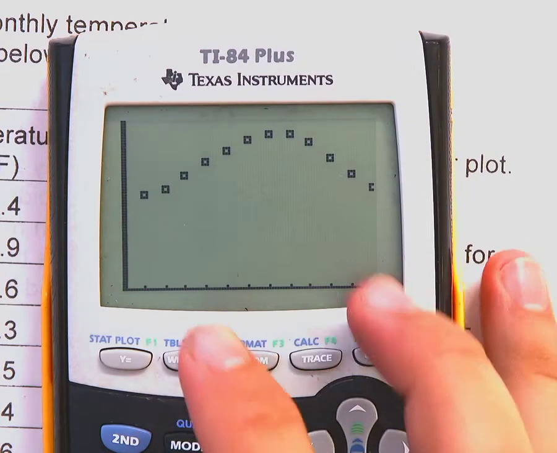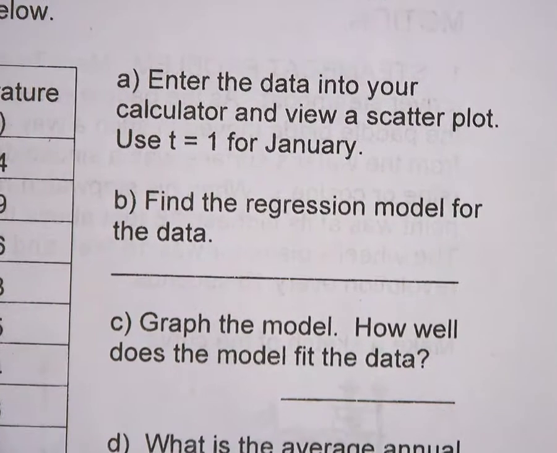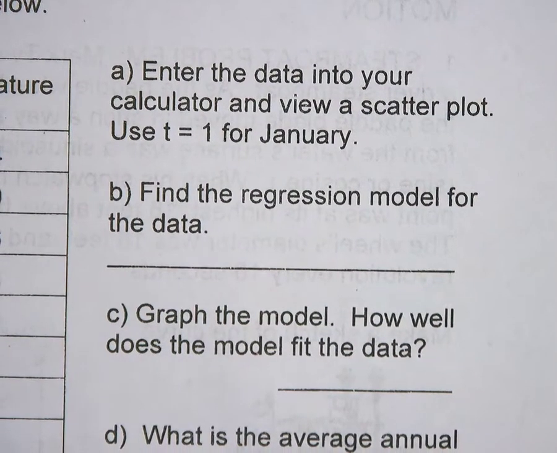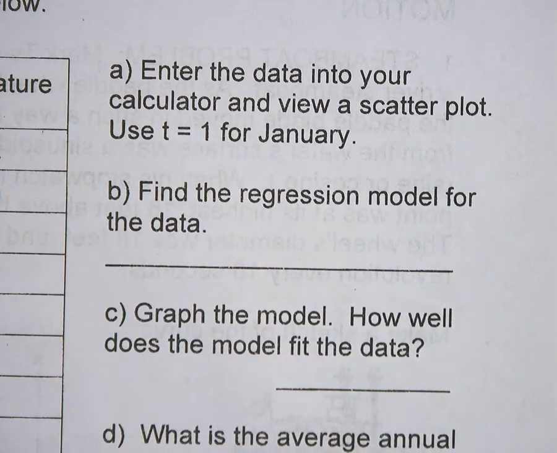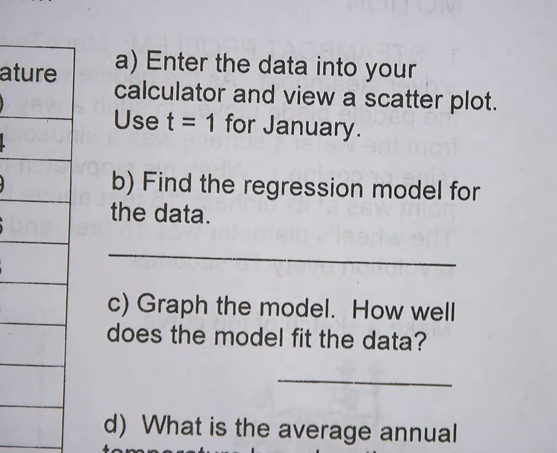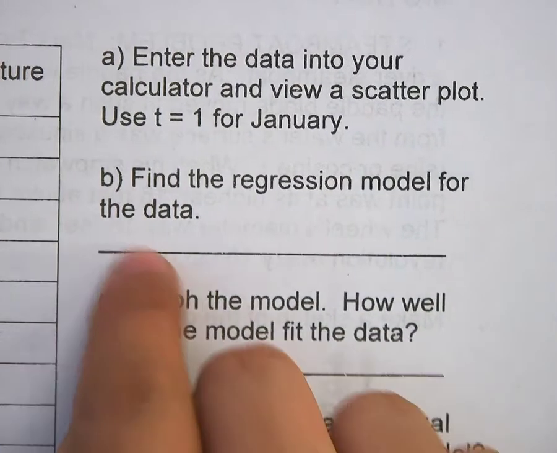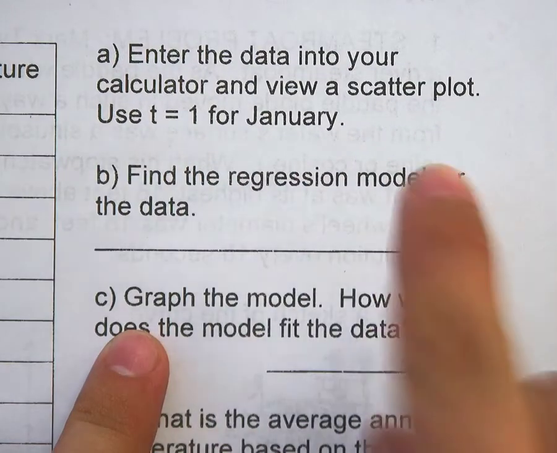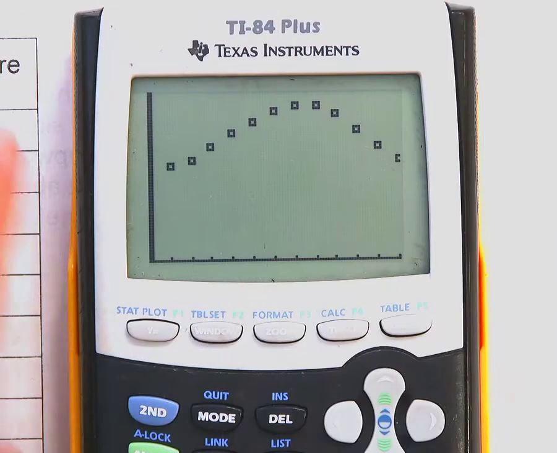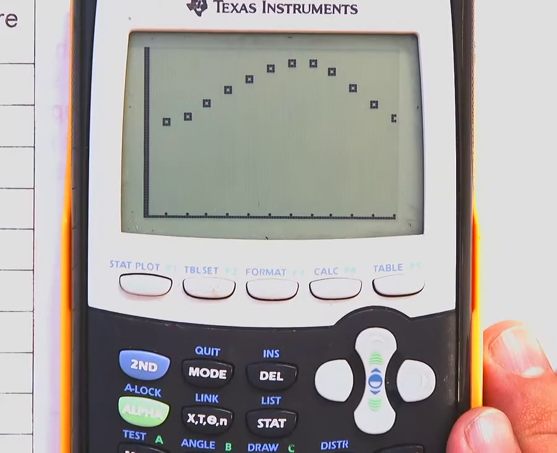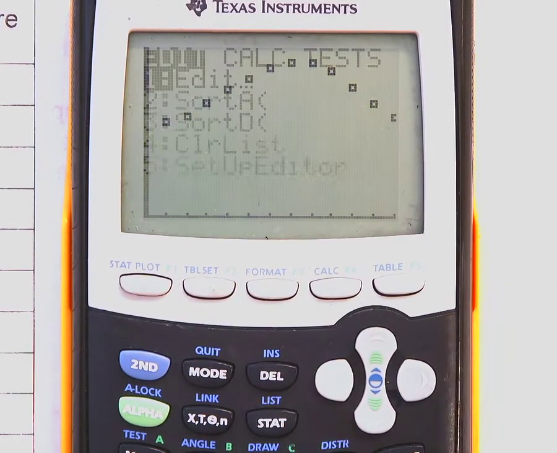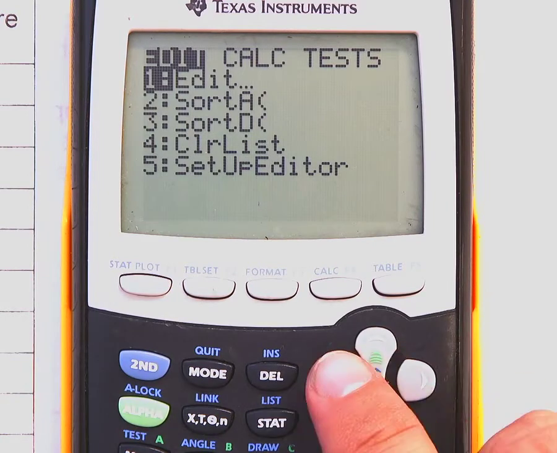There's points there. And then it wants to find the regression model for the data. If you didn't get that, pause it, rewind it, go back and do it. B says find the regression model for the data. I would like you to write down the steps right above this for how I'm about to do B. Follow along. The regression model, press stat. Go right to calculate.